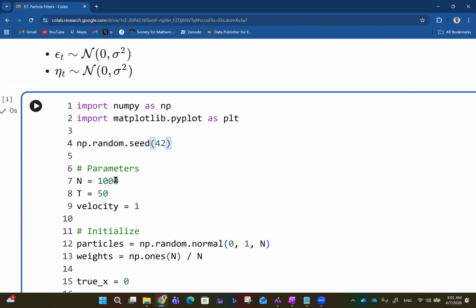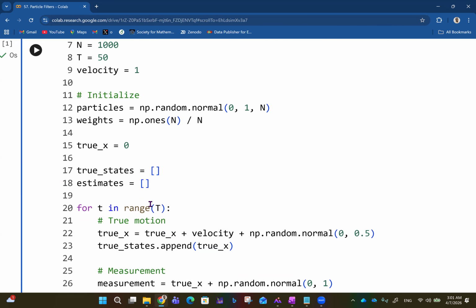So here we take the number of samples, or number of particles, to be 1000. Time is 50, velocity is 1. So you can then initialize. You have particles following a random distribution from 0 to 1 over the n samples, the n particles. Then you have the weights, np.ones over n. So these are the weights. Then true x equals 0.